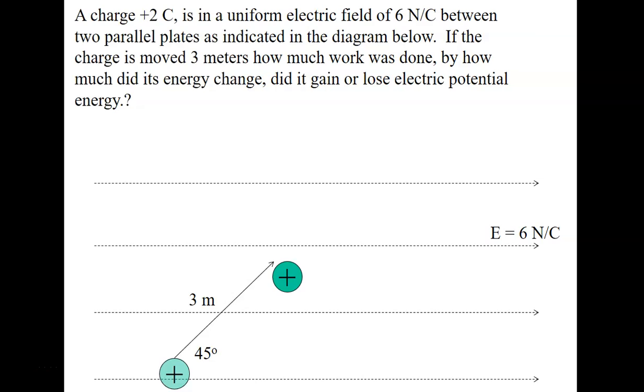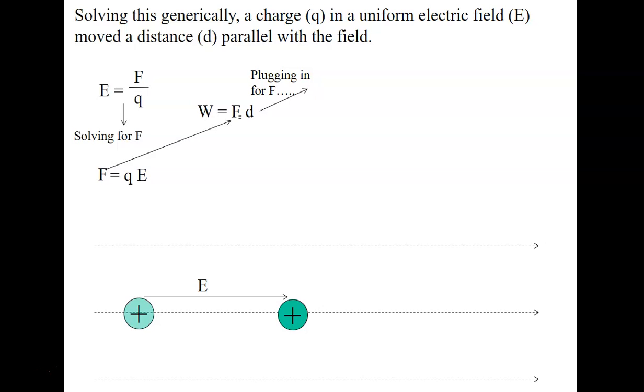Now, if we go at a diagonal, you just need to ignore the vertical component, the component that's perpendicular to the electric field, and calculate the component of the motion that is parallel to the plate. Using the angle of 45 degrees and the distance of 3 meters, we would just use that parallel component.